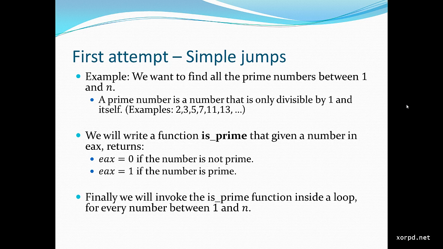We begin with an example. We want to find all the prime numbers between 1 and n, where n is some given input. For example, maybe the user gave us the number n. I remind you what a prime number is. A prime number is a number that is only divisible by 1 and by itself. Some examples for the first prime numbers: 2, 3, 5, 7, 11, and 13.